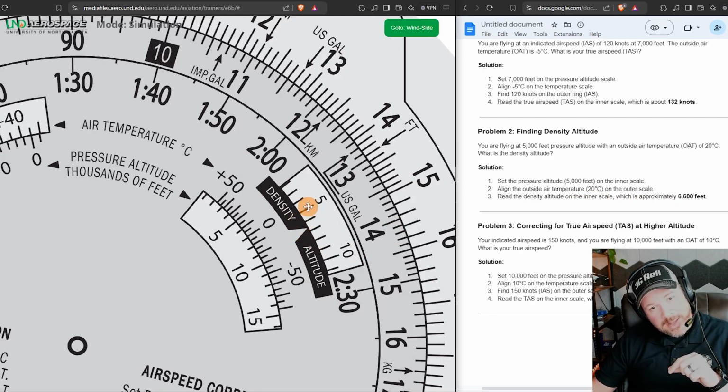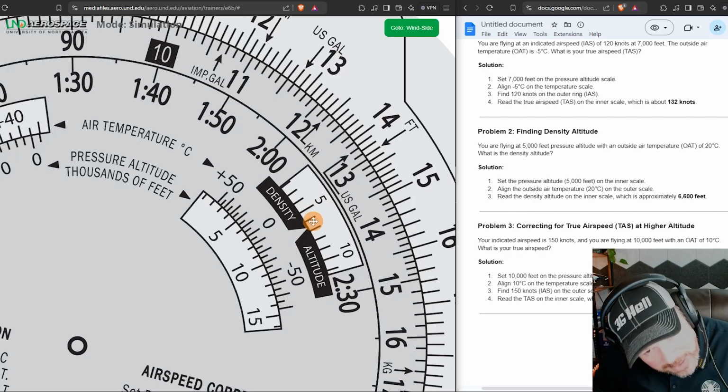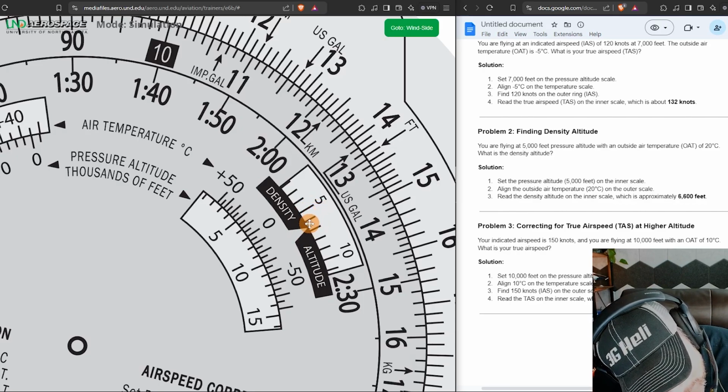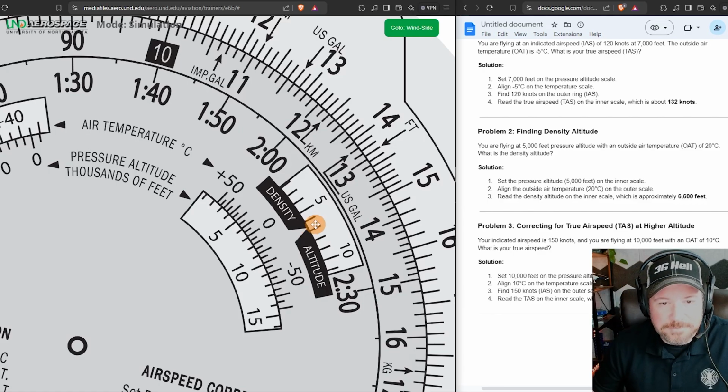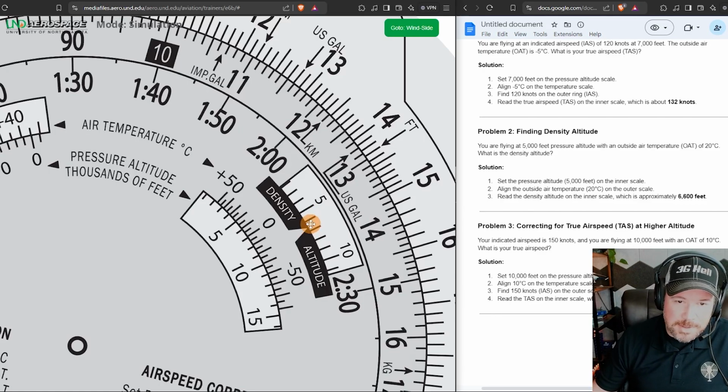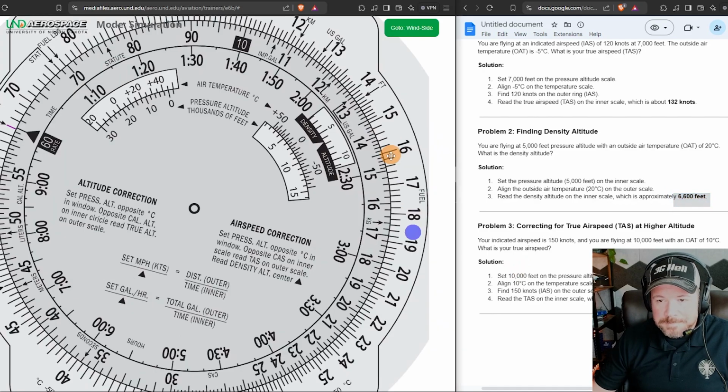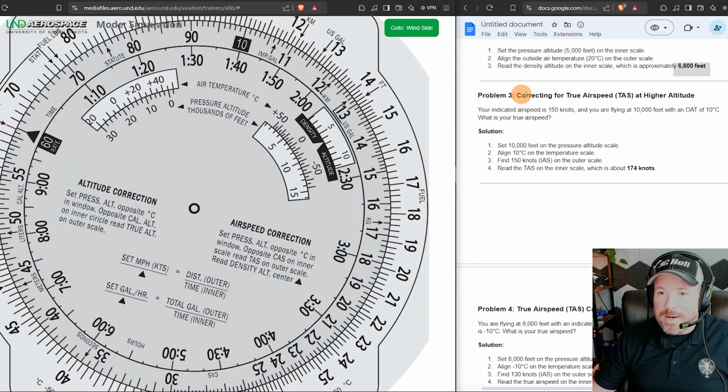So let's verify. 6,000, 6,500. Oh man, I'm using a bowling ball as a pointer here, but you can see that it's a little past 6,000 and it's past halfway. So 6,600 feet seems to be accurate there. Now, the next one is correcting true airspeed at higher altitudes. Your indicated airspeed is 150 knots, and you're flying at 10,000 feet with an outside air temperature of 10 degrees Celsius. What is your true airspeed?